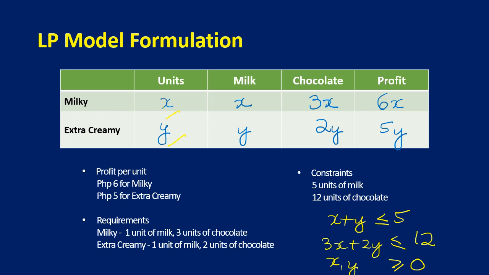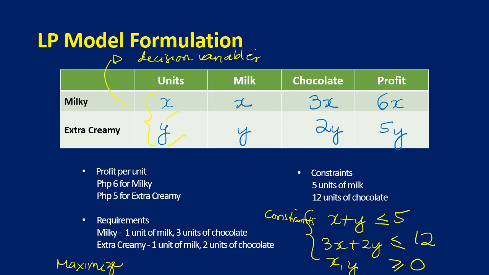So again, in this problem, this x and y here would be our decision variables. This will be our constraints. And what would be our objective function? Recall, what do we want? We want to maximize. Here, we want to maximize the profit. And what is our profit? Our profit is this one, 6x plus 5y. Understand? So this is our objective function. Okay?